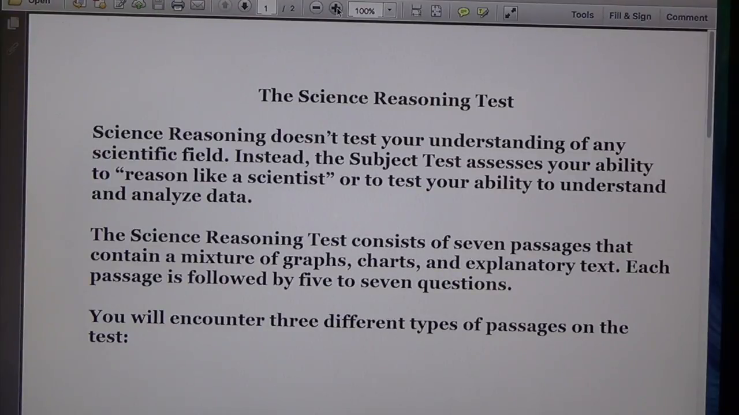All right, the science test really should be called the science reasoning test, as it doesn't test any understanding of facts that you have learned in biology, physiology, anatomy, physical science, physics, or chemistry. None of that. It's just testing your ability to reason like a scientist.